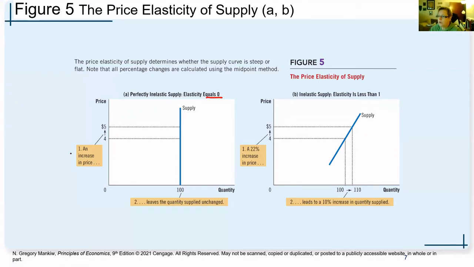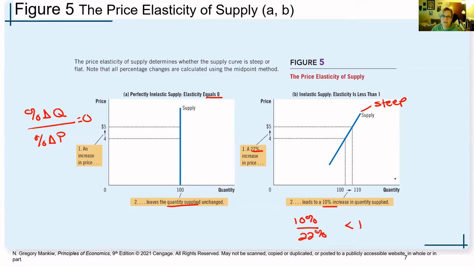So remember, we look at what is the percent change in price. We divide that into the percent change in the quantity. And in this case, it's going to equal 0. Why? Because the quantity supplied does not change. Here, this is relatively steep in panel B. And because it's relatively steep, here's a 22% increase in price, and we have a 10% increase in the quantity supplied. So 10% divided by 22% is going to give us something less than 1, hence inelastic.